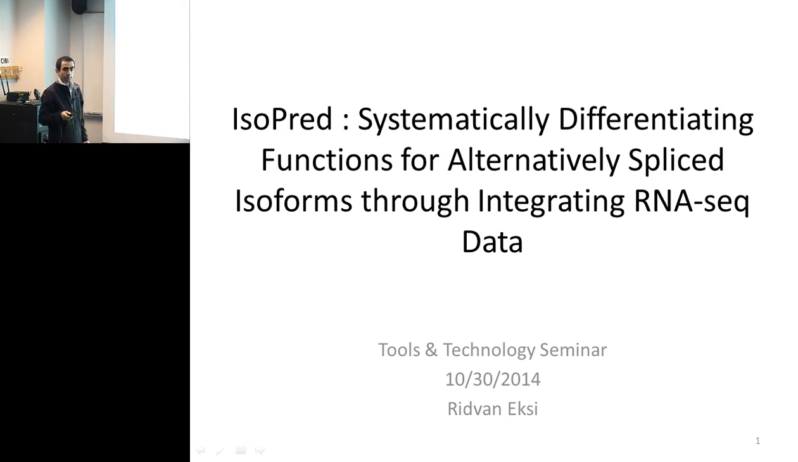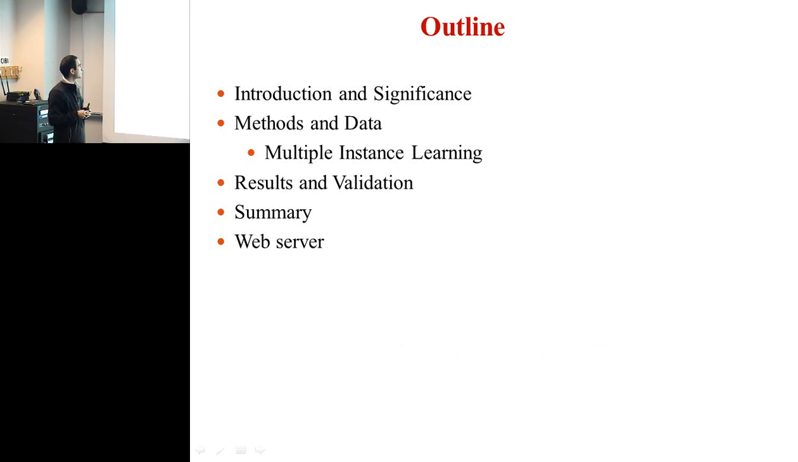So this is the outline of my talk. I'll first give some introduction and talk about why it is important to do functional prediction studies, and particularly why it is important to do them for alternatively spliced isoforms. And I'll talk about the methods and the data, and I'll introduce the multiple instance learning that we use. Then I'll show the results and the validations that we did, and a summary, and last I will show the web server where we released the results.